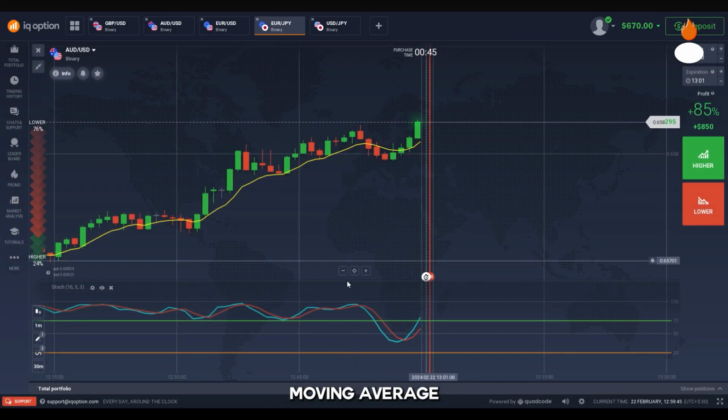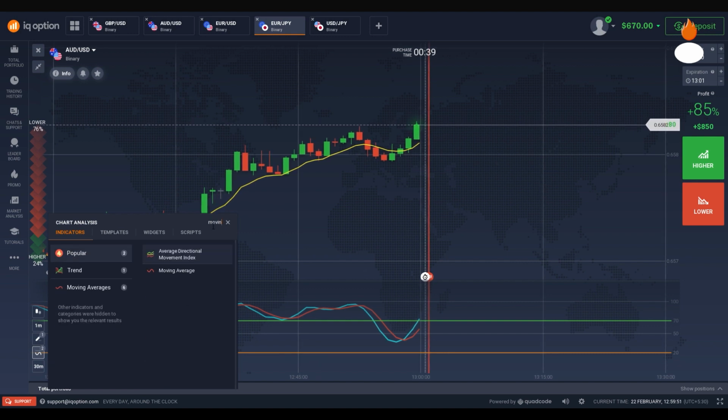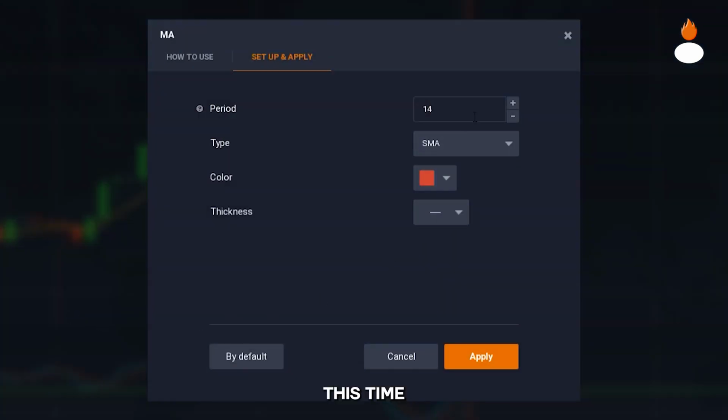Now we have to add moving average another time again. This time, change the period to 2, change the type to EMA, and change the color to white and increase the thickness a little bit.